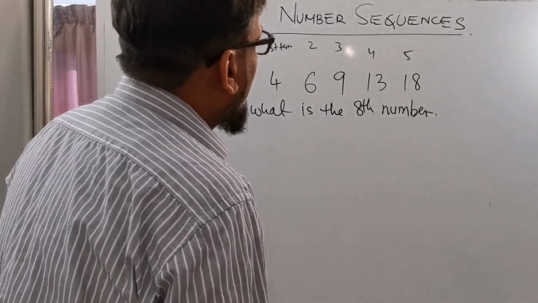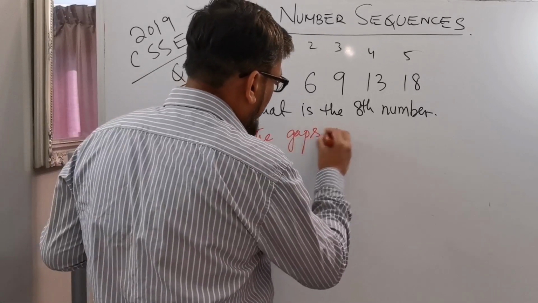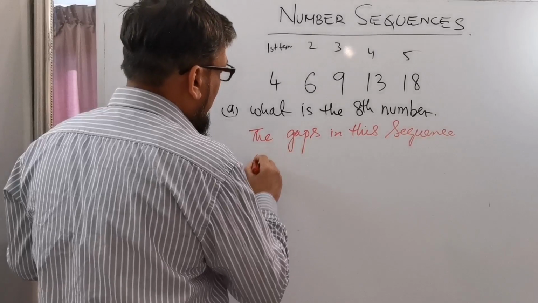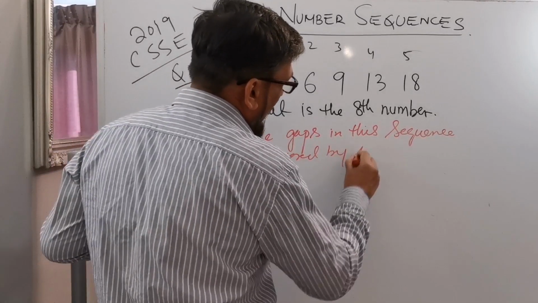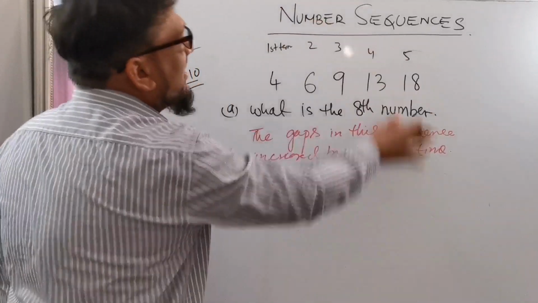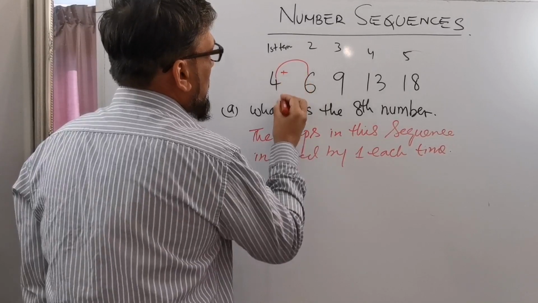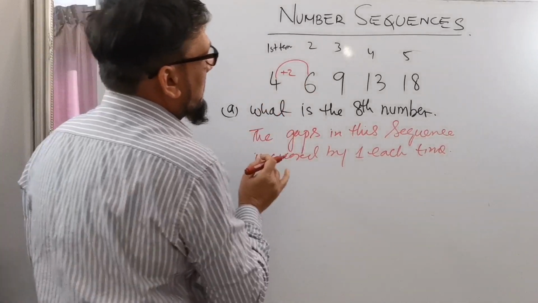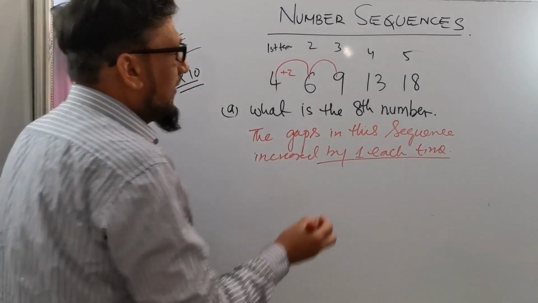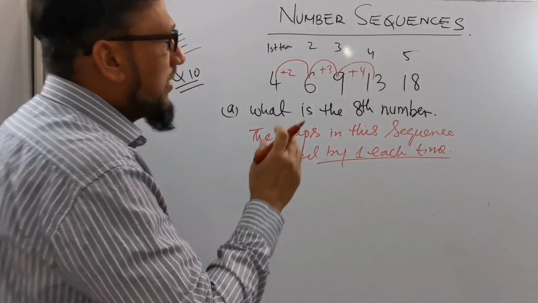So the question says the gaps in this sequence increase by 1 each time. So every time the gap increases by 1. Look at this one: 4 to 6, the difference is 2, the gap between two numbers is plus 2. And the gap increases every time by 1. So it means it's plus 3, 6 to 9, and 9 to 13 increases every time by 1.